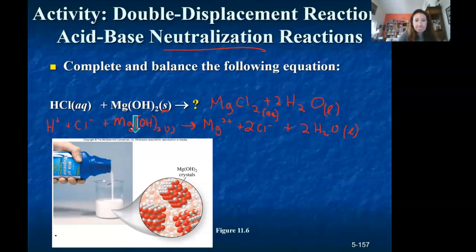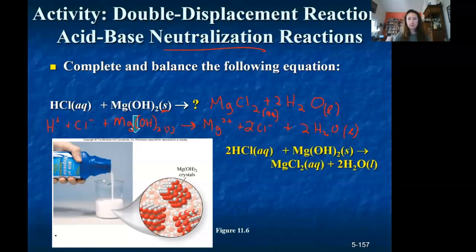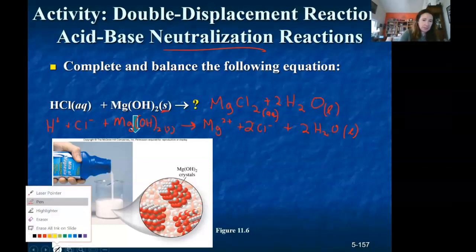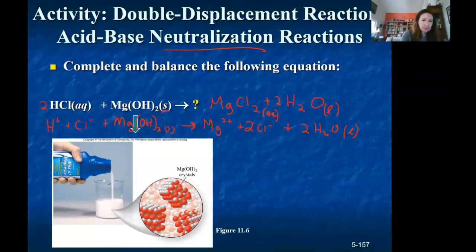Well, what didn't work here? What's not working on this one? We needed to balance it. And then here's a 2 Cl minus. Here's a 2 Cl minus.